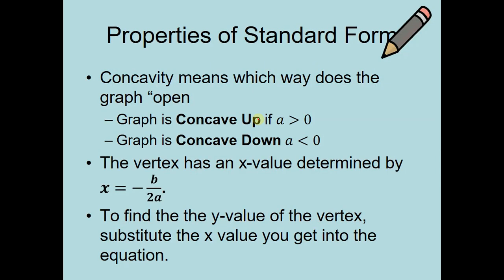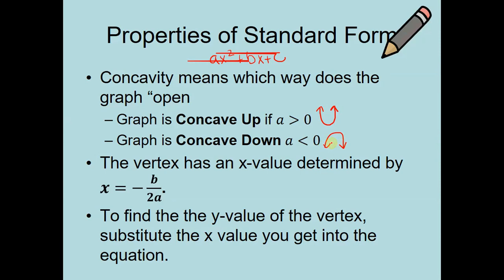Some properties of standard form to get to know. One thing we're going to talk about a little bit is called concavity. What it means you have concavity, it means which way does the graph open, really. So if your graph is concave up, it's when your a is greater than 0. What that's going to look like is your U is going to look like an upwards facing U, up like a cup. Graph is concave down when your a is less than 0, because remember guys, we have the equation ax squared plus bx plus c. So when my a is greater than 0, I'm going to have an upwards facing U. If it's concave down, that is going to be a downwards facing U. Down like a frown. Something to keep in mind.